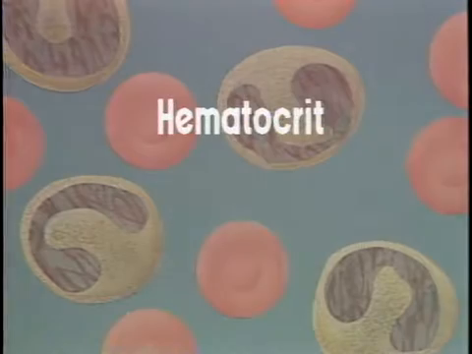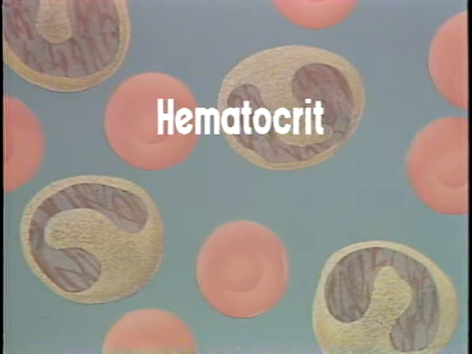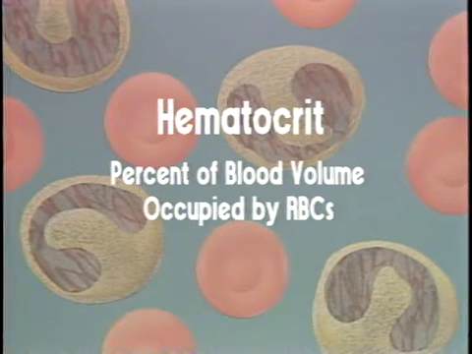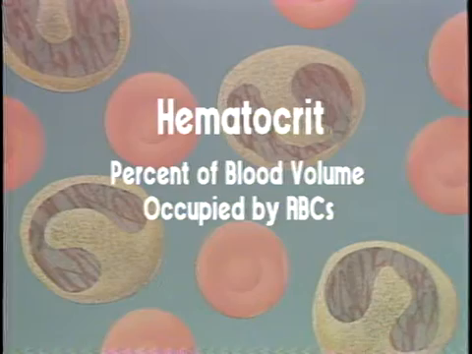The volume of packed red blood cells, or VPRC, is commonly called the hematocrit, named after the tube used to measure it. The hematocrit is the percent of the blood volume which is occupied by red blood cells. It is a percent value, although it is not normally expressed with a percent sign.